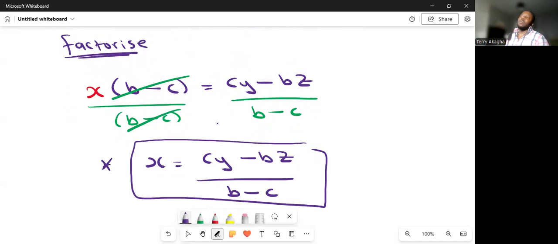Okay, so that is it, and that is the answer. You just make sure that all the variables you're looking for are on one side, and then you factorize.